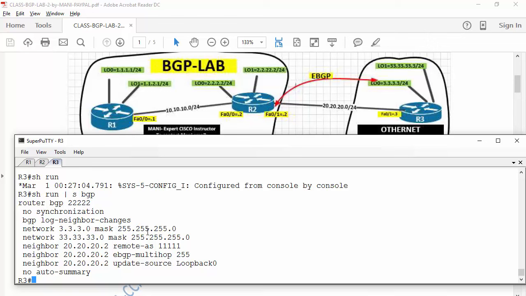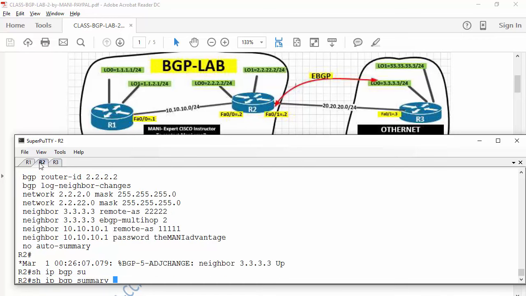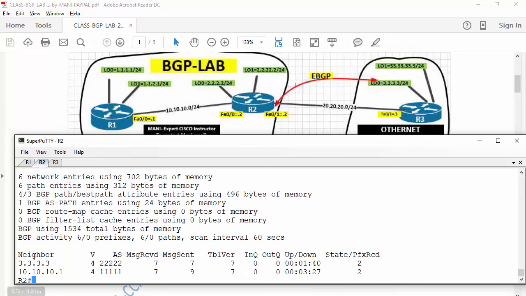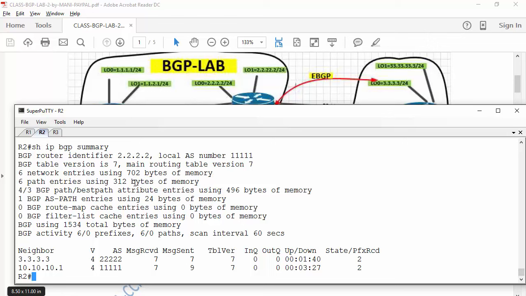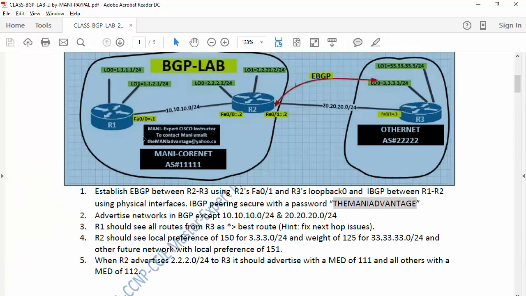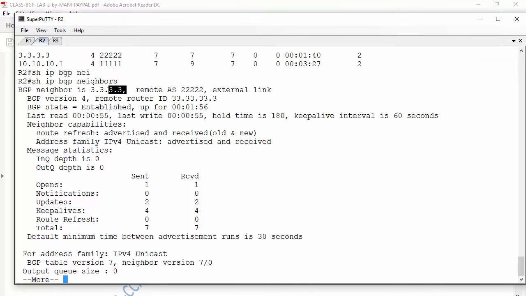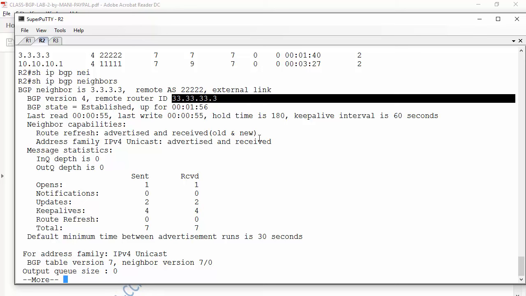So let's see if the BGP neighbor is up right now. Show IP BGP summary. Just see this one, it's not the interface IP, I'm neighboring with 3.3.3.3. In this case, what we have to understand is the router ID and neighbor IP are both the same. So for example, if I type show IP BGP neighbor, if I look at the router 3 information, the neighbor IP is also 3.3.3.3. Oh, the router ID I did not hard code. That's why it became 33.33.33.3.